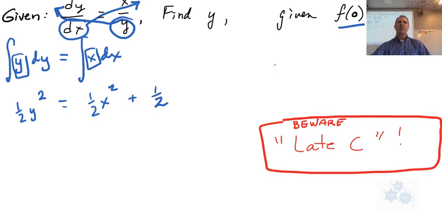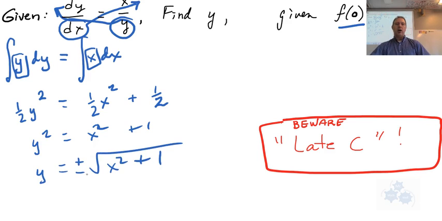This one maybe is a bit easier than the first one I did with you, but it's okay, we've got a tough one coming up, don't worry. And now we solve for y, very similar to what we did before. We'll multiply everything by 2, right? Multiply everything by 2, take the square root.